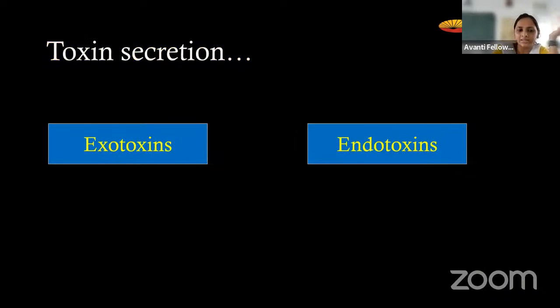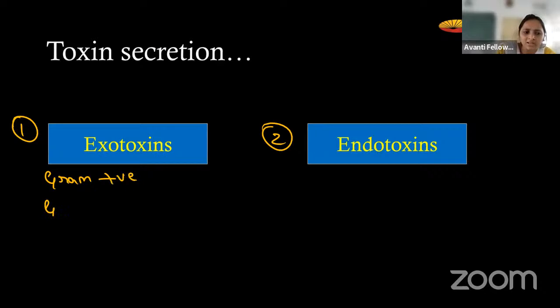So the other thing is toxin secretion. There are two things, the second being toxins. One is the exotoxin and another one is the endotoxin. I think you know about gram-positive bacteria and gram-negative bacteria, right, student? Yes. See here, this exotoxin is secreted by both gram-positive and gram-negative bacteria. Okay, see here. What is this exotoxin?